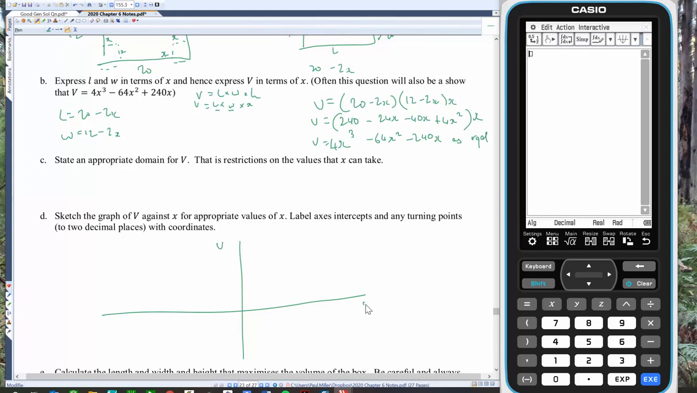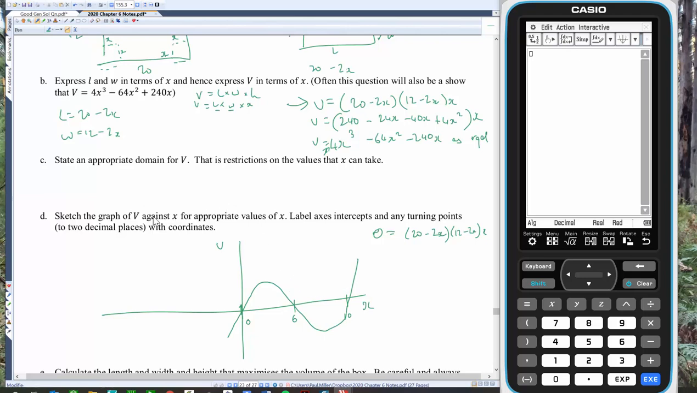So we've got V against X, and we're going to use this form of V to sketch the x-intercepts. So 0 equals 20 take 2x, 12 take 2x, x. It's going to have intercepts at 0, this one's going to be 6, and this one's going to be 10. It's a positive cubic, we can see there, so start positive, and that's our function.